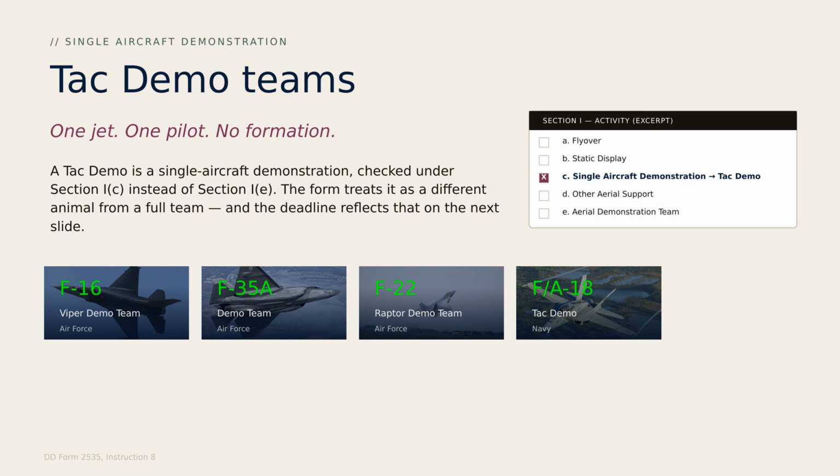Here's where the four-service split really shows up. Air Force single aircraft demonstrations are due July 1, 1 year before the event, not 2, with next year's schedule announced the following December, and submitted through the Air Force Aerial Events website rather than the DD2535, the same channel rule that applied to the Thunderbirds. Navy's single aircraft demonstrations share that same July 1, 1 year out deadline, but the submission method is different. This one goes on the DD Form 2535, routed to the Navy Office of Community Outreach.